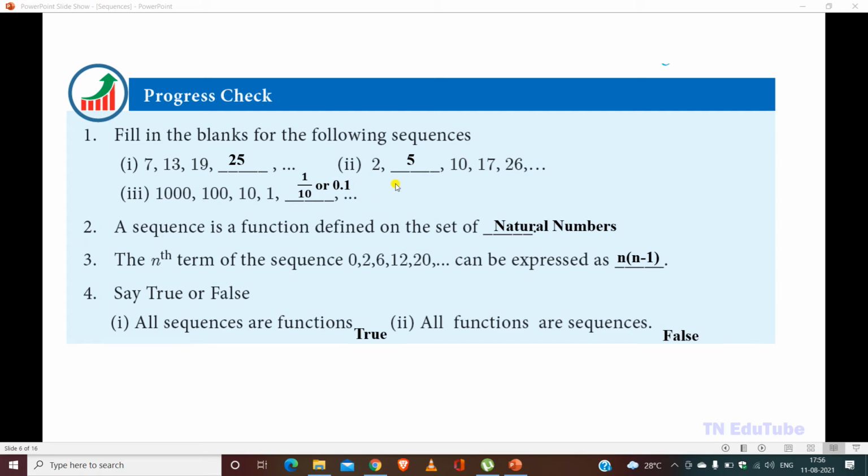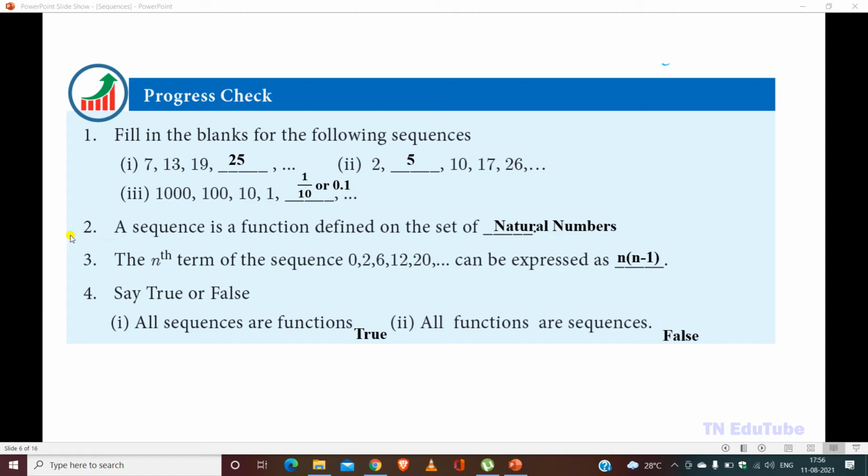Second, it is 5. See the difference between these numbers. The difference between 10 and 17 is 7. Then 17 and 26, you get 9, isn't it? So here it is 7, here it is 9. So before that, the odd number is 5. So you have to take the number as 5. Here it is 3. So the difference between numbers is 3, 5, then 7 and 9, etc.